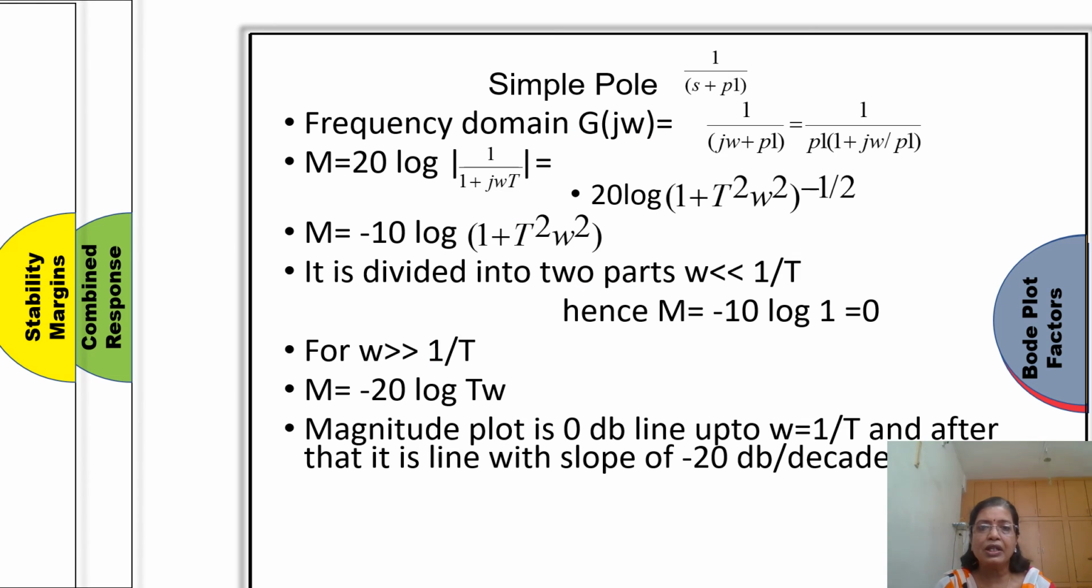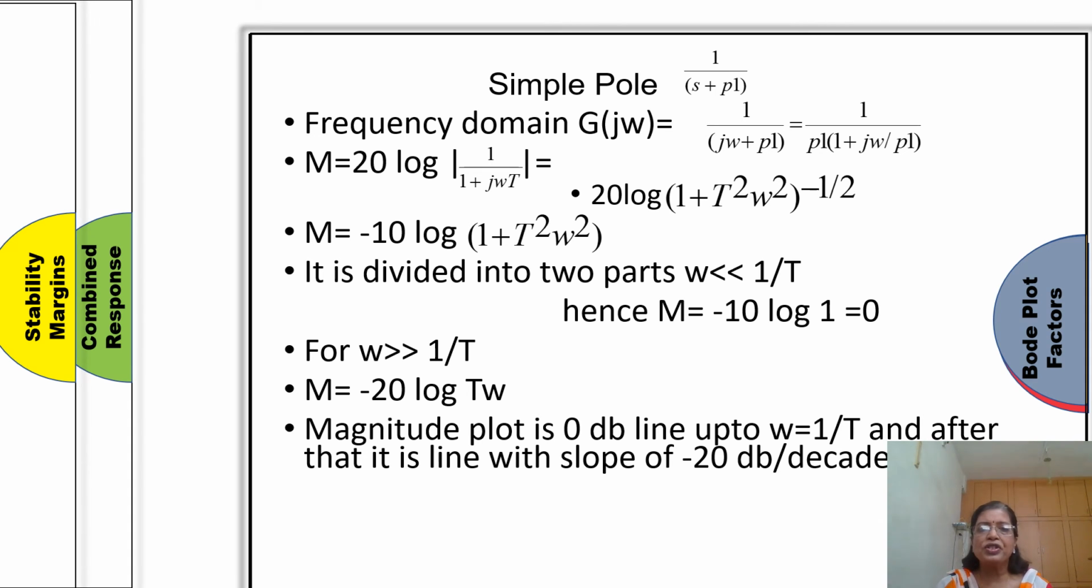Now next we see the simple pole, that is 1 upon s plus p1. If the pole is of this nature, then in frequency domain it will be converted into 1 upon j omega plus p1. In Bode plot, we first bring it into its standard form, that is 1 plus something. So I will take p1 common, it is 1 upon 1 plus j omega upon p1. This p1 can be incorporated in gain k, and this can be written as t. So here we have written 1 upon 1 plus j omega t.